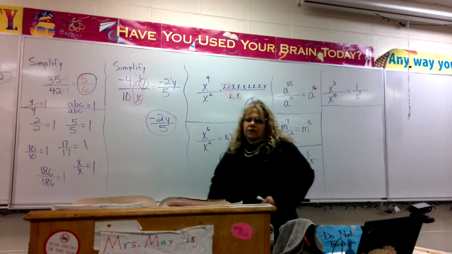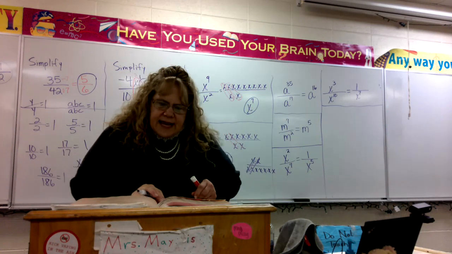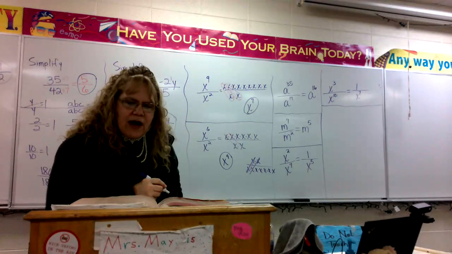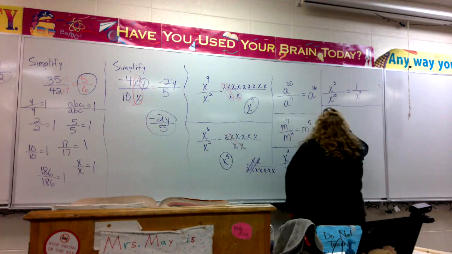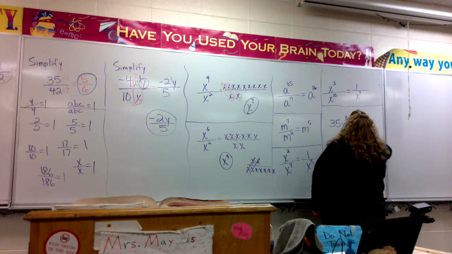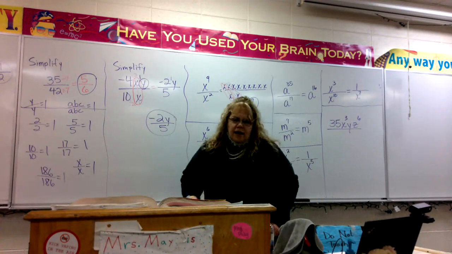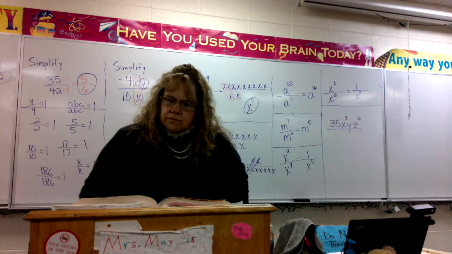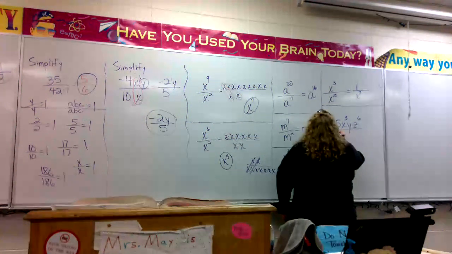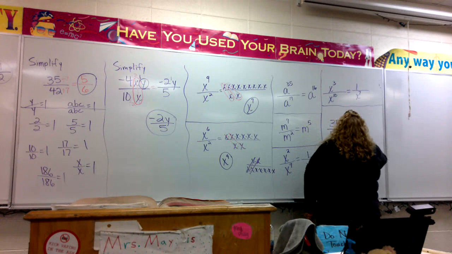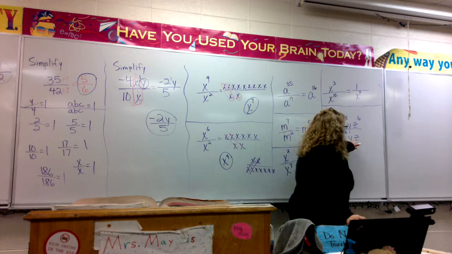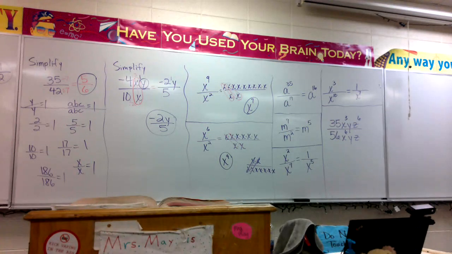So then we can reduce stuff like 35 x to the 3rd y z to the 6th on top, and on the bottom, 56 x to the 6th y z. By the way, if there's no exponent up there, what do you assume is the exponent?